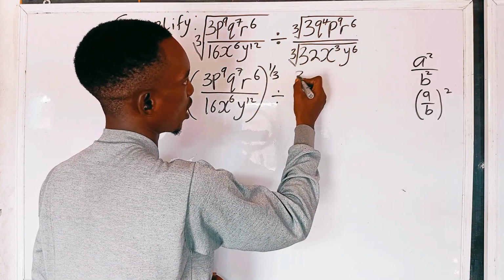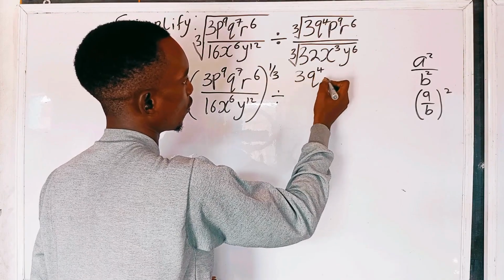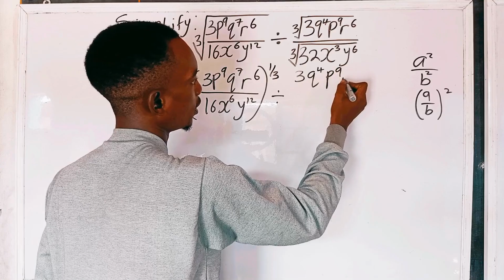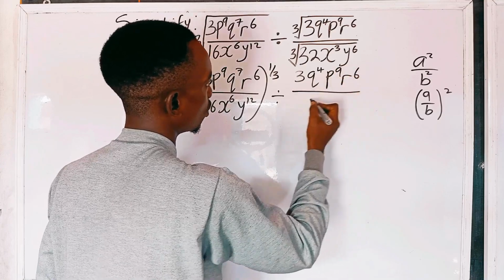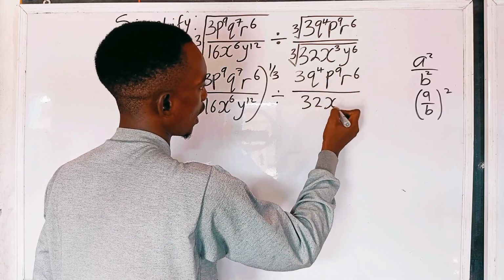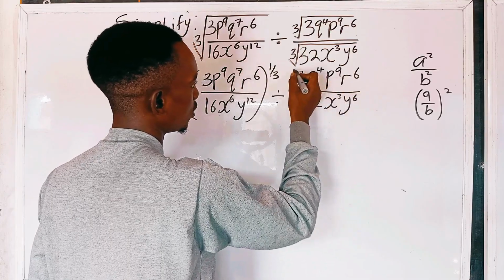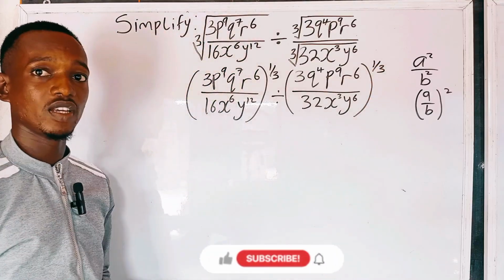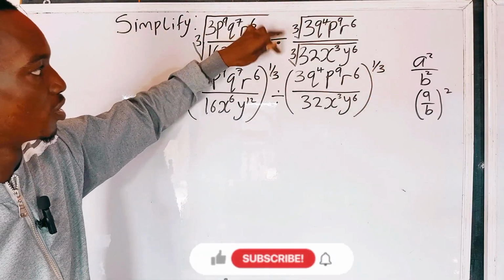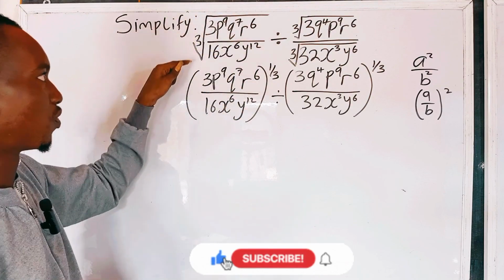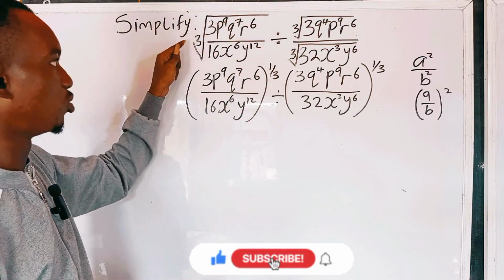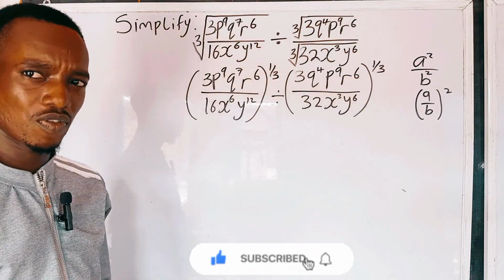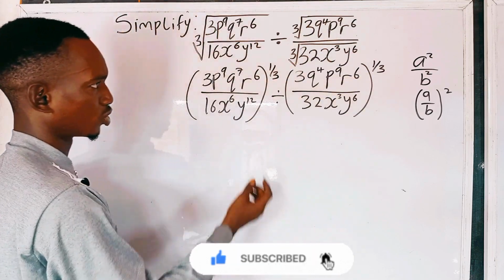So we can write this also as 3q^4 p^9 r^6 all over 32 x^3 y^6, all to the power of 1 over 3. It's a law of indices because these two have cube root and cube root. You can join them together to form one single cube root. Then that cube root will convert it to a power. Are you following?